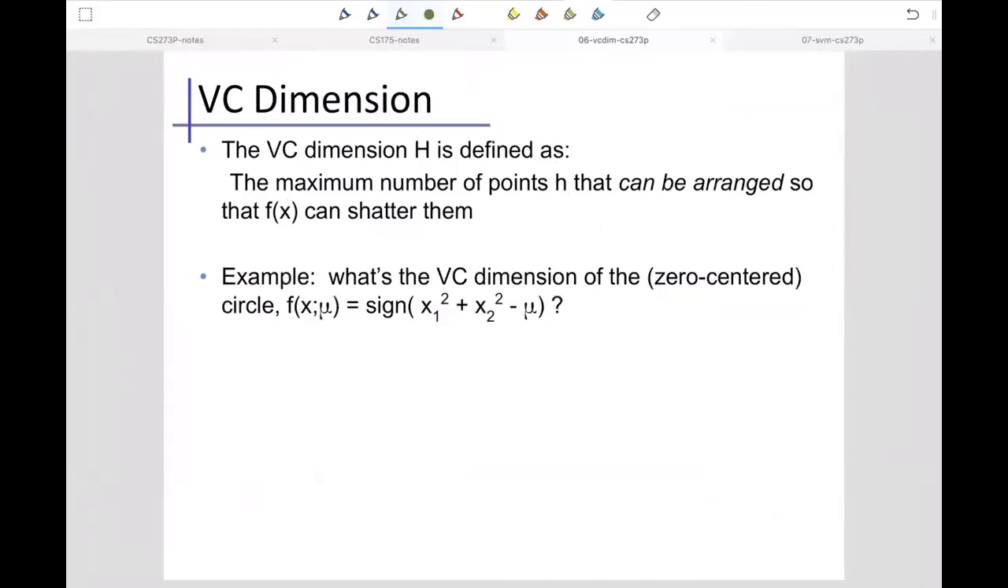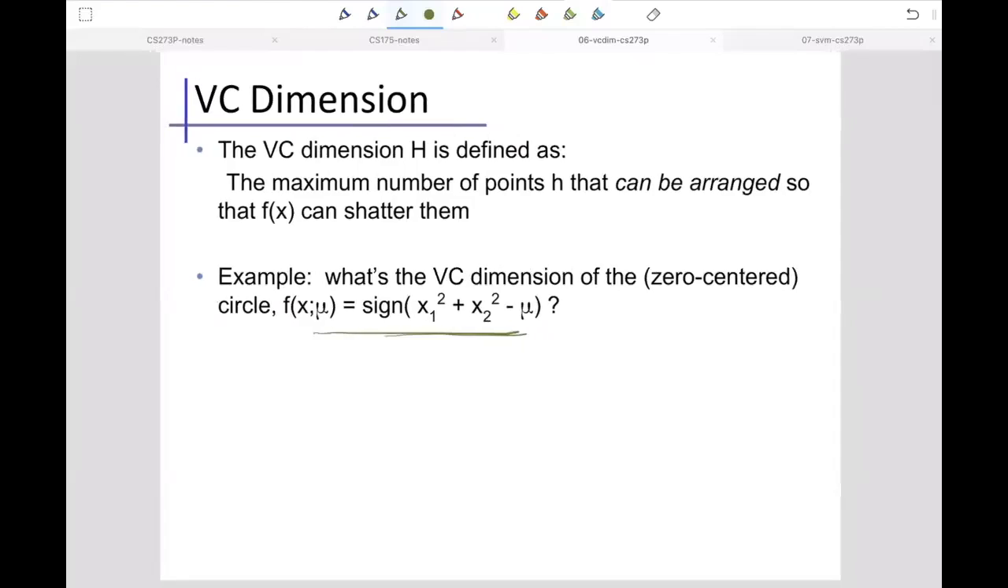So let's look at these examples here. Look at this example, right? For this classifier here, within the circle is -1, outside the circle is +1. What is the VC dimension of this classifier here? A zero-centered circle. What is the VC dimension of a zero-centered circle? The parameter choice will be the radius. You can choose that. However, we already know that we cannot.